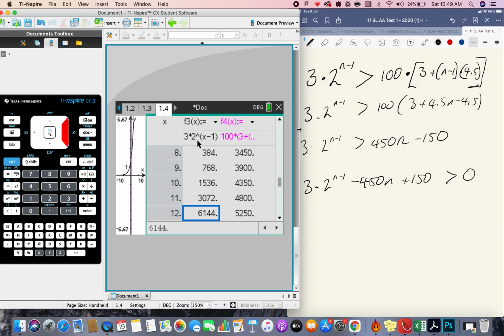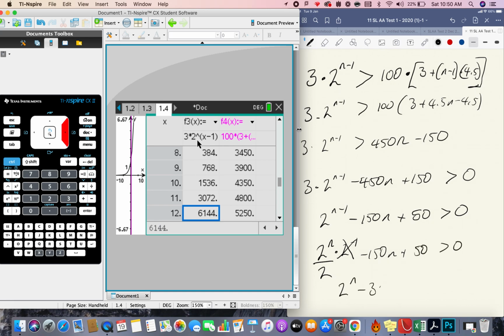But here we have a problem, right? Because this is 3. Let's divide everything by 3 actually. 2 to the n minus 1 minus 150n plus 50 is greater than 0. Now the problem is here that no amount of taking logarithms is going to help us unpack this, right? Because you've got n as an exponent here, but then you've got n as a linear term here. You might think, well, hold on a second, this is 2 to the n times by 2 to the negative 1, and that 2 to the negative 1 is just this. So we can go a bit further. We times everything by 2. Now we've got 2 to the n minus 300n plus 100 is greater than 0.